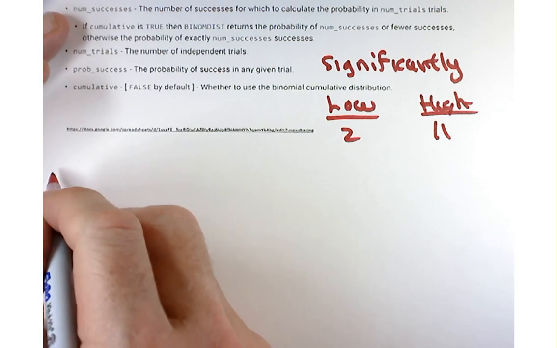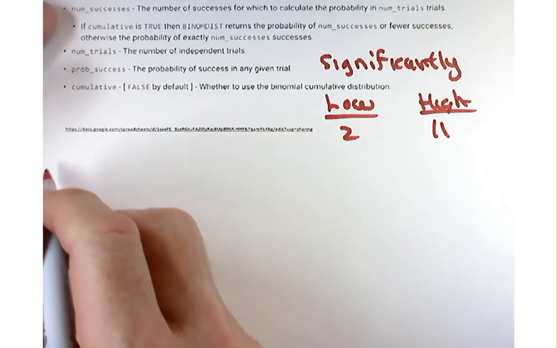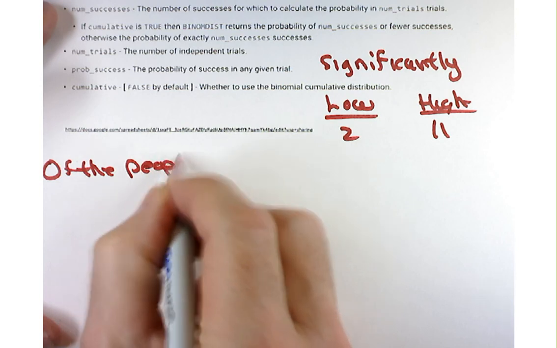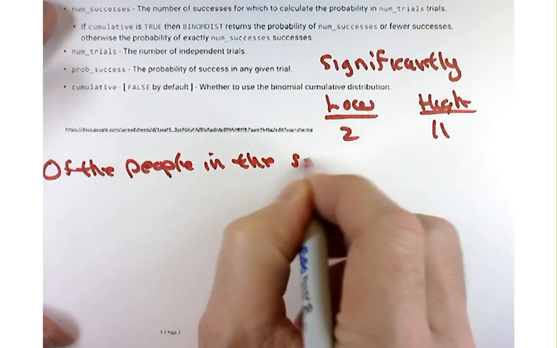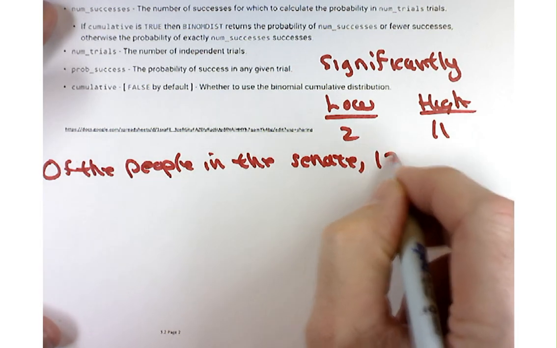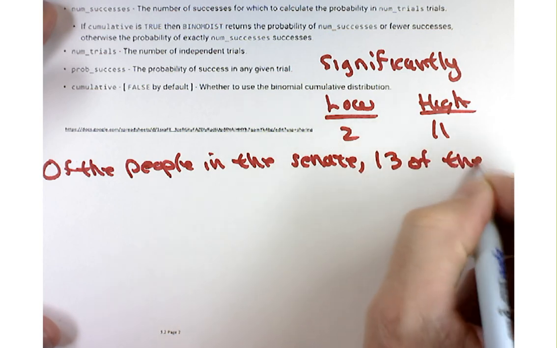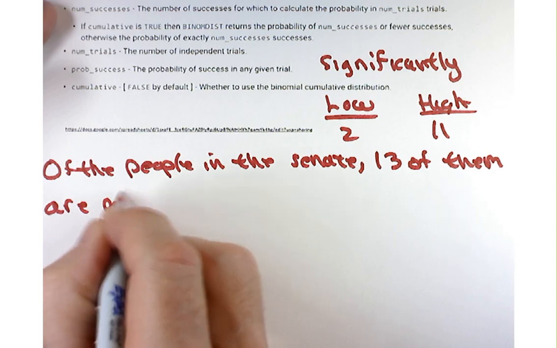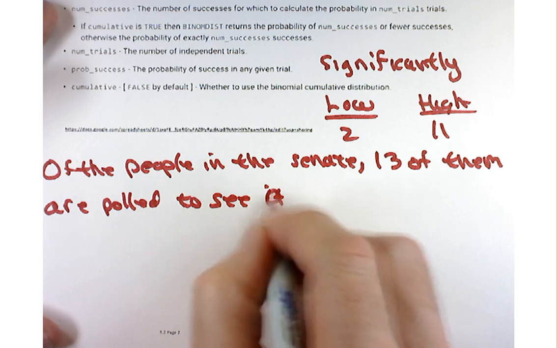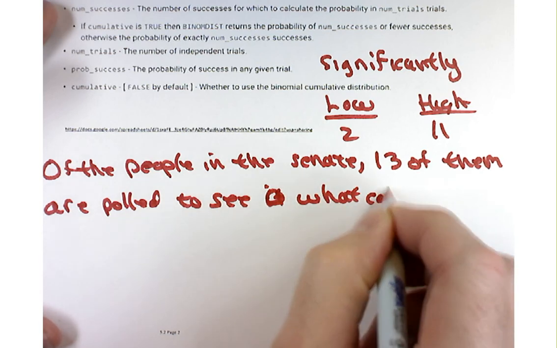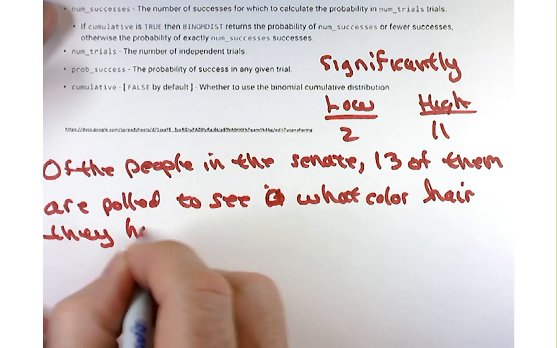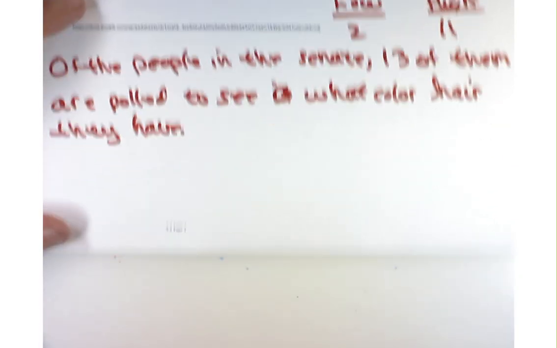What if, let's see, how many people are in the United States Senate? 100. All right, so there's 100 people in the Senate. 13 of them are polled to see what color hair they have. Is that a binomial random variable?